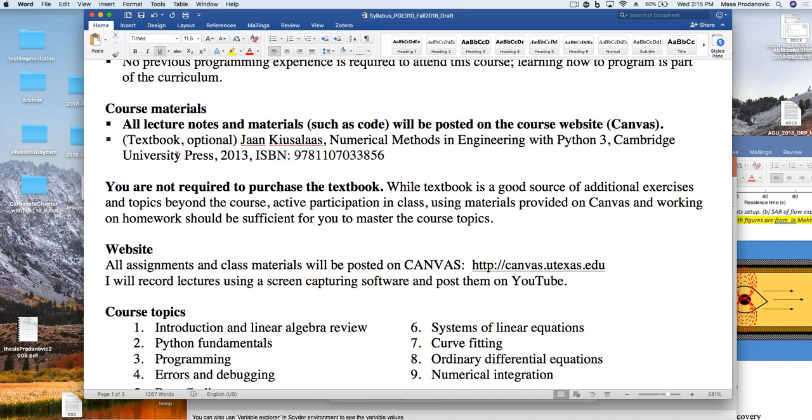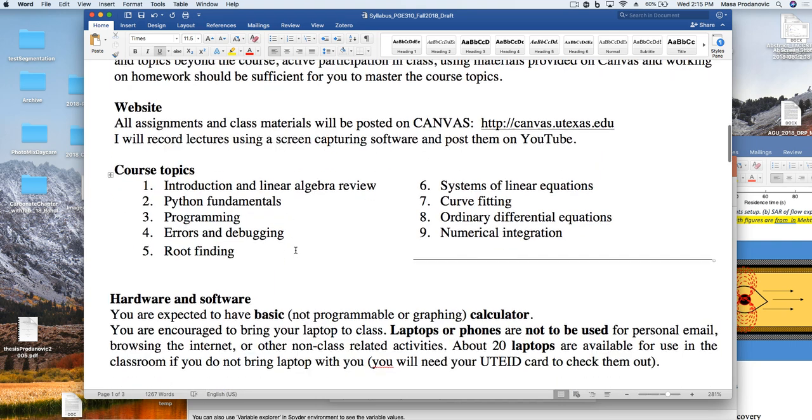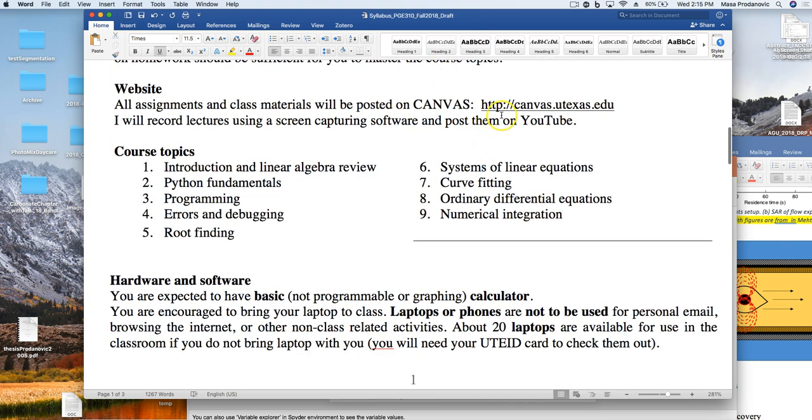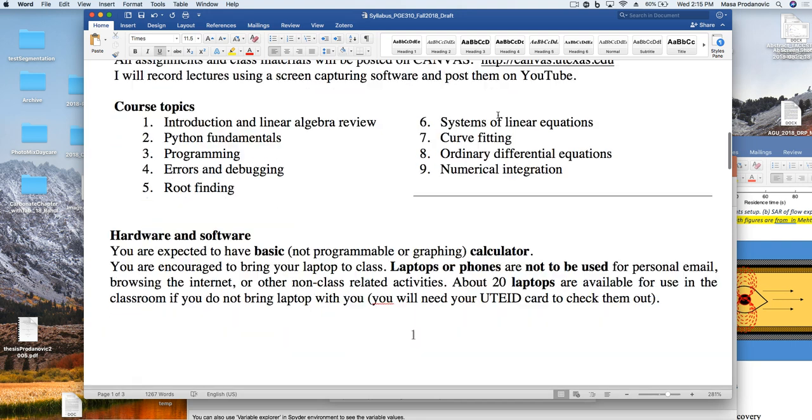Everything will be posted on Canvas, and the lectures that I record will be on YouTube, because Canvas is not large enough to have that many movies. Likewise, if you want to see recorded lectures from previous years, they're available for at least 3 or 4 semesters. They don't change all that much.